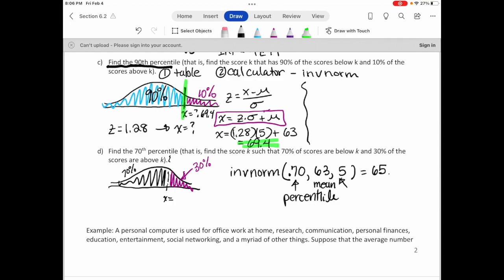When you hit enter, you should get 65.6. So the value of x that gives us that cutoff is 65.5. So that means if I was a student that got an exam score of 65.5, I would have done better than 70% of everybody else, and there would have been about 30% that did better than me.